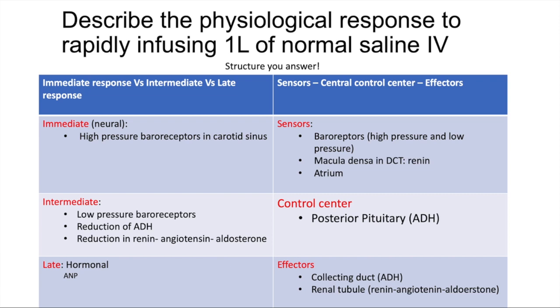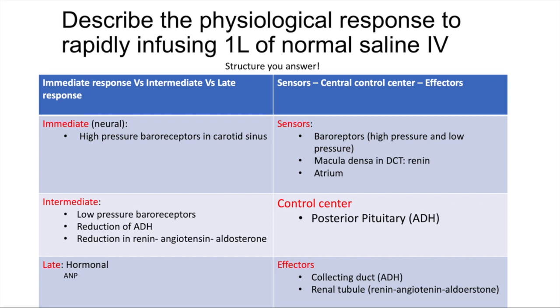When you infuse a liter of normal saline, the intravascular compartment will initially be expanded. This causes an increase in the venous return to the heart and increases the cardiac output and mean arterial pressure. The body reacts to bring it back to normal. The neural response is initiated by the baroreceptors in the carotid sinus and aortic arch. They detect an increase in blood pressure and cause a reflex systemic vasodilation to lower the mean arterial pressure.